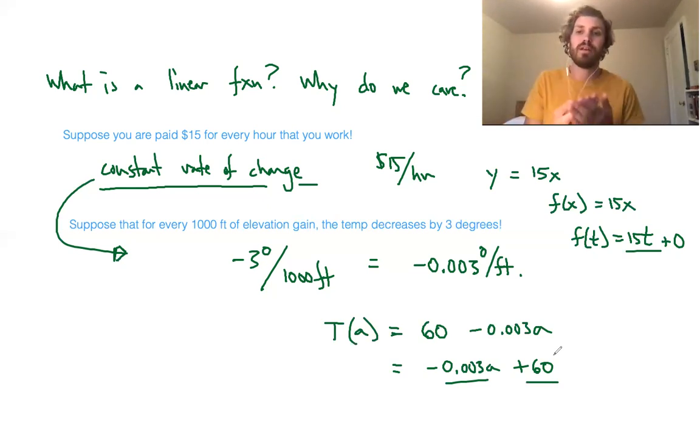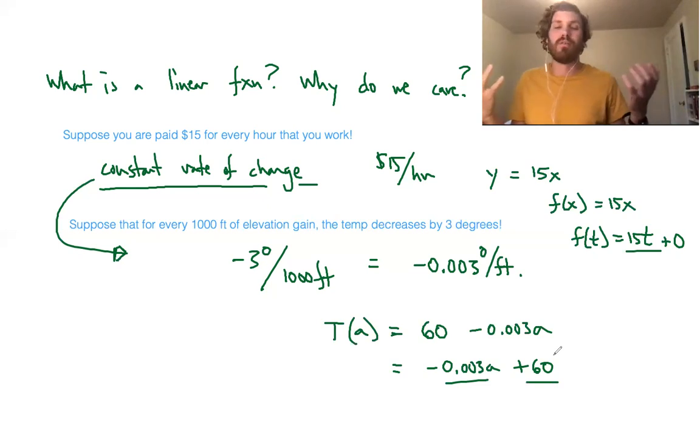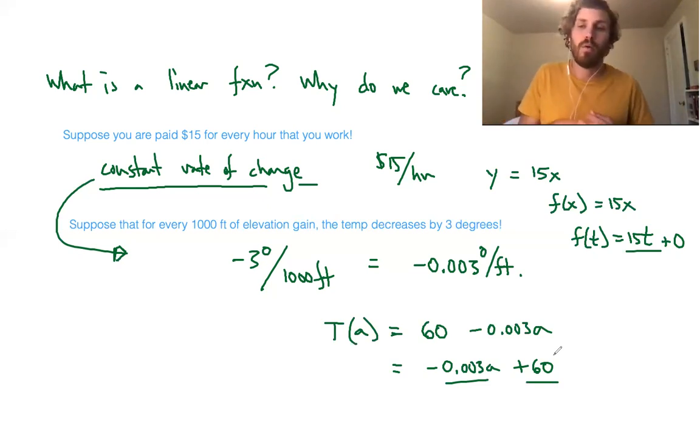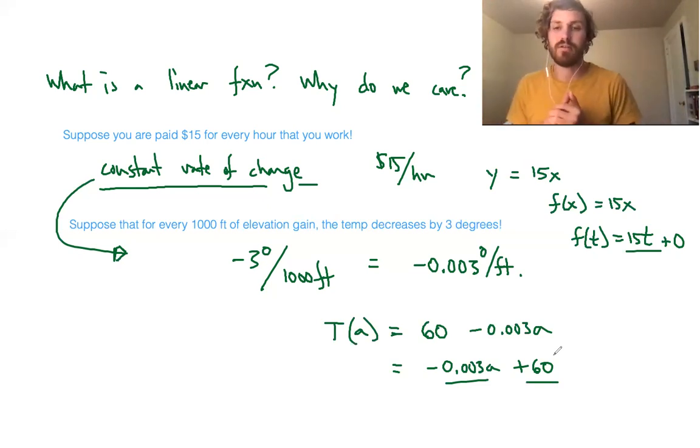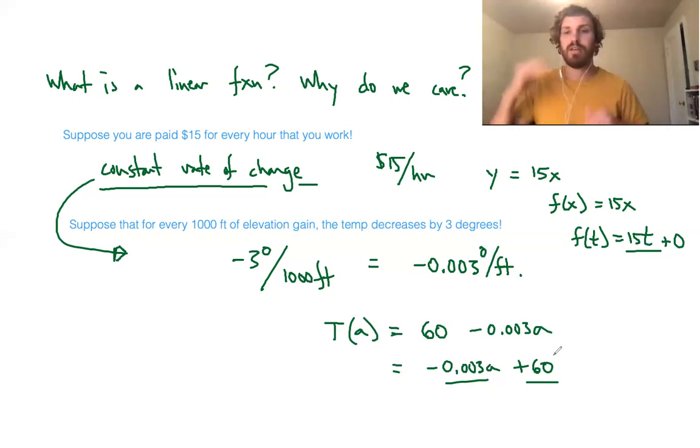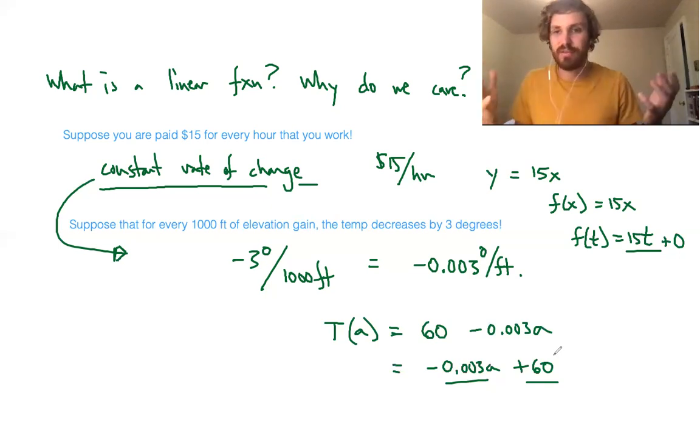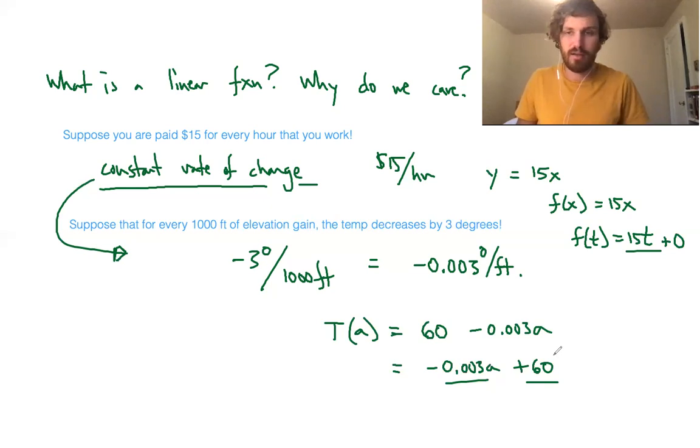You've got some starting amount, whether it's 0 because you haven't worked and you're not getting paid, or maybe at sea level it's 60 degrees. And then something is increasing or decreasing at a constant rate. So we've got a constant rate of change. There's lots of things that have this constant rate of change relationship, which is why we care about linear functions. And this is sort of what's really important about linear functions.